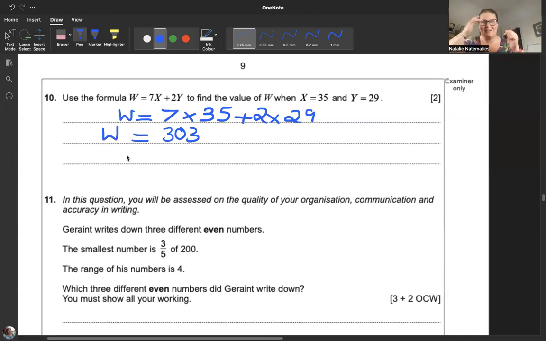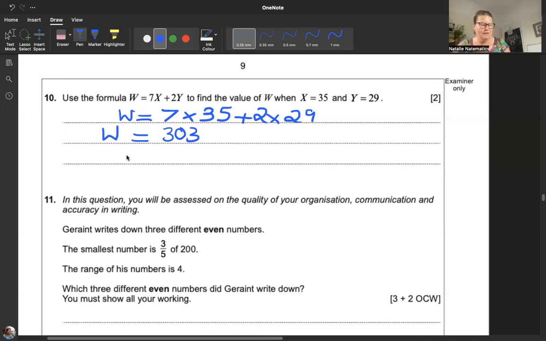Sometimes I'm working down and I know the rules and what we have to do, and then I get to the answer and I'm thinking, that shouldn't be that. I guess my experience allows me to do that much more easily. So here, I'm actually going to double check that. 7 times 35 is 245. 2 times 29 is 58. And then 245 plus 58 equals 303.